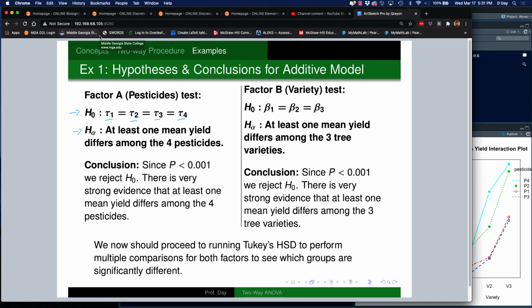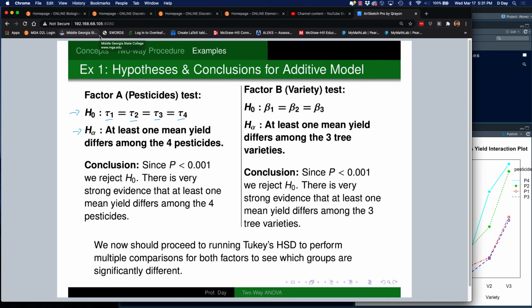There's very strong evidence that at least one of the mean yields differs among the 4 pesticides. And factor B is a similar thing, but you have to do it. You only do these if they're significant. If they're not significant, you can do the conclusion right up here, but you don't have to do the step 4 part. You only do step 4 for the ones that are significant, as we'll see. Since both of these are significant, we're going to be doing them for both.